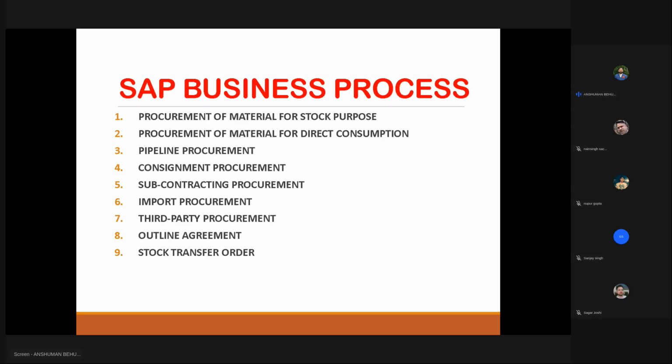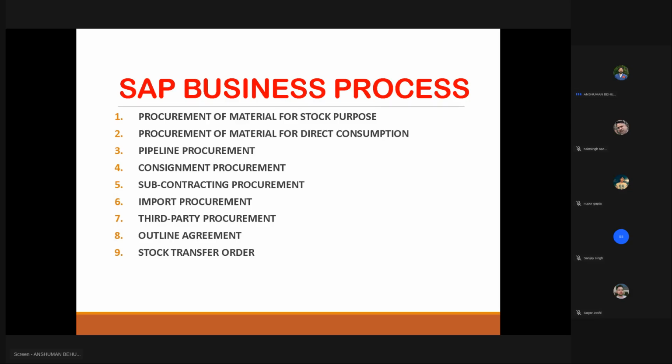In that case, we can use the stock transfer order process. Let's take an example. Let's say Tata Steel is manufacturing the steel sheets, and Tata Motors needs the steel sheet material to manufacture the automobile components. In that case, Tata Motors will place a stock transfer order to Tata Steel, and Tata Steel will send or transfer the material to Tata Motors. This is one example.